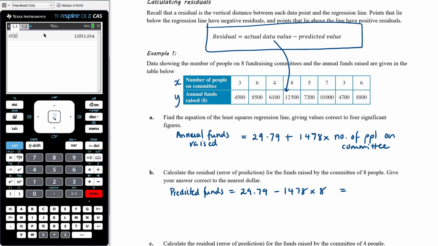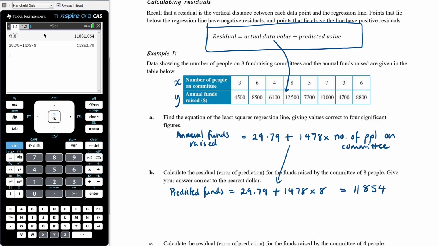Oh, sorry, my equation's not right. It should be plus 1478. Sorry, that was just a typo on my part. So if we're not comfortable with the function notation, no problem. We're just going to type this in. 29.79 plus 1478 times 8 gives me 11854, to the nearest dollar.